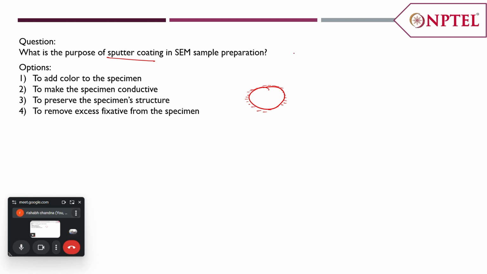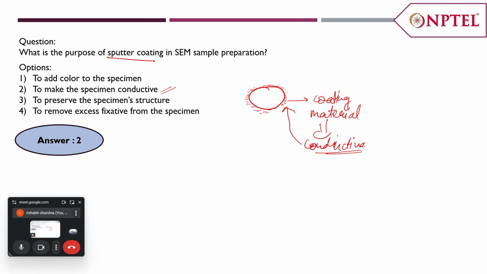So now, if we are using sputter coating to coat the particular sample, in that case the coating material that we'll be using would be conductive. So if we are using a conductive material, that means it will make the specimen conductive. Okay. So the correct answer is option number 2. Sputter coating is basically used to make the specimen conductive.